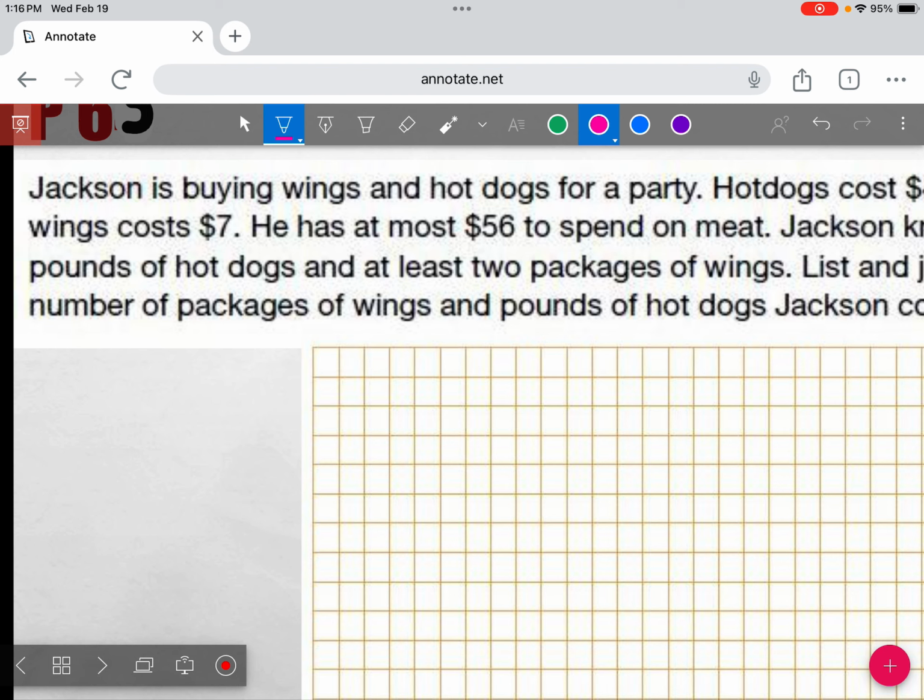5 pounds of hot dogs. He wants at least that many. So he could buy 5, he could buy 7, he could buy 24. Who knows? He's going hot dog crazy. But he's doing the same thing with the wings. He doesn't know what to do. So we're trying to figure out where he's going to go.